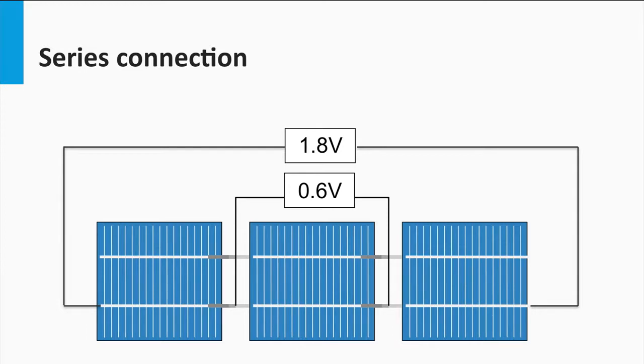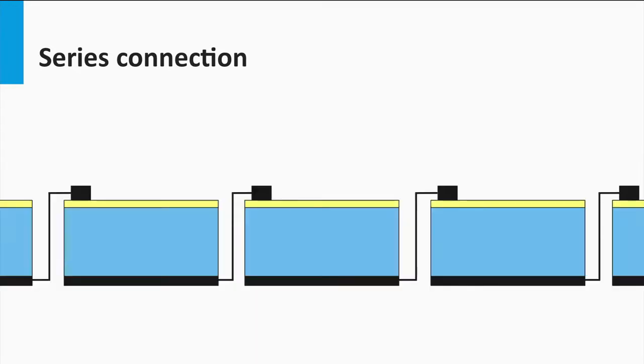If you look at the classical front metal grid, it means that the bus bars at the front side have to be connected with the back contact of the neighboring cell. In this slide, you see a cross-sectional view of a few solar cells connected in series. Every solar cell has its back contact connected with the front contact of its neighboring cell.